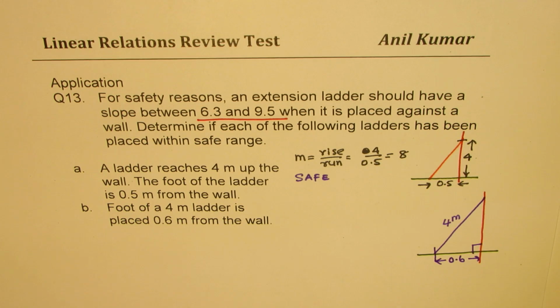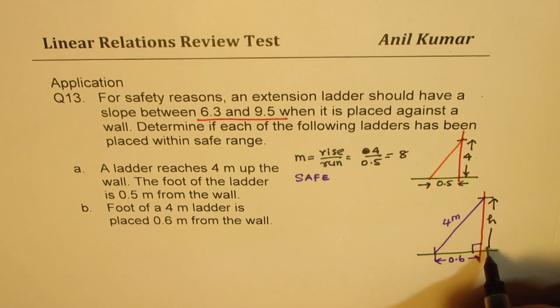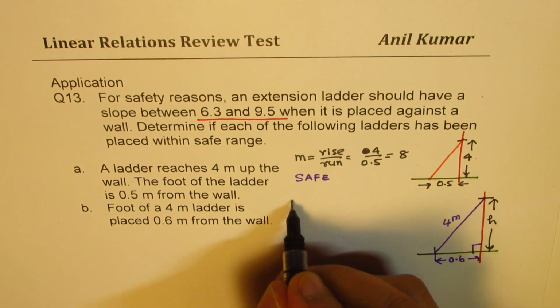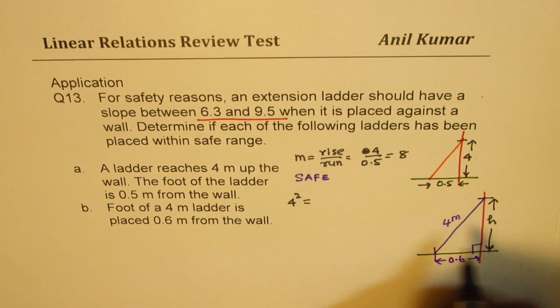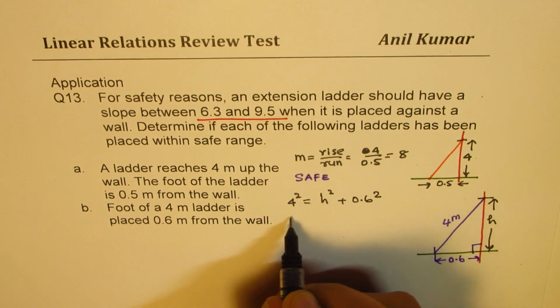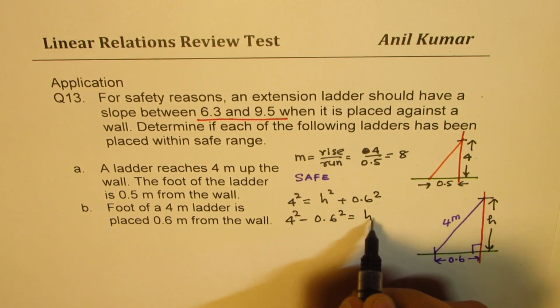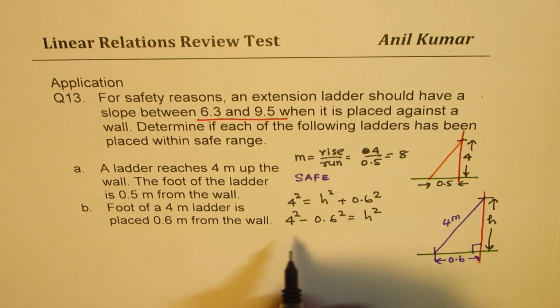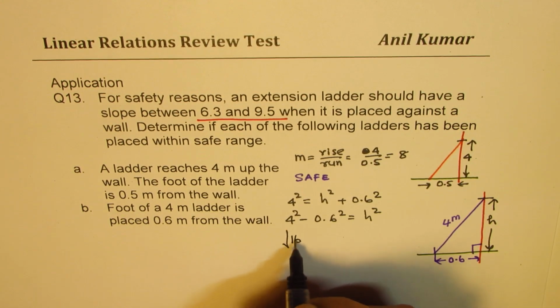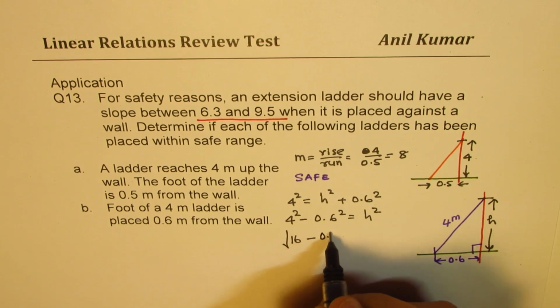So let's use the Pythagorean theorem to find the height, right? We need to find how high the ladder will reach. So we know that 4 squared equals h squared plus 0.6 squared. So 4 squared minus 0.6 squared equals the height squared, correct? And then we'll take the square root. 4 squared is 16, minus 0.6 squared, which is 0.36 with 2 decimals.